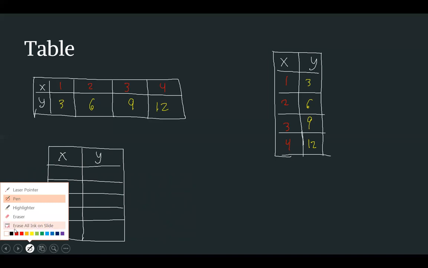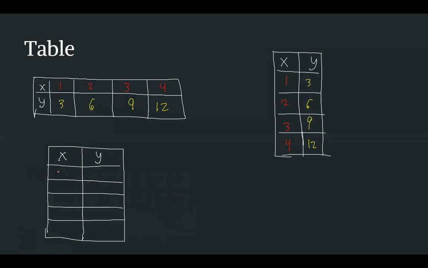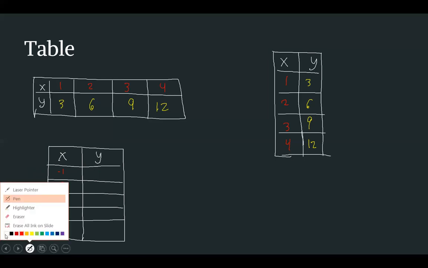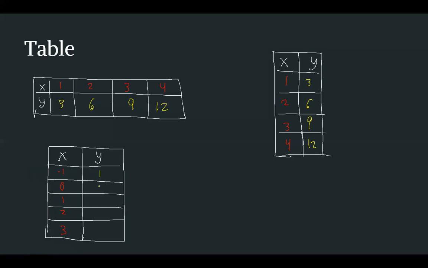So let's just say we have negative 1, 0, 1, 2, 3. And then you have the outputs. All right. So for the outputs, you have 1, 0, 1, 4, 9. So what did you notice? Here we have negative 1, its output is 1, right? And we have 1 here, and its output is the same as the output for the negative 1, which is 1.